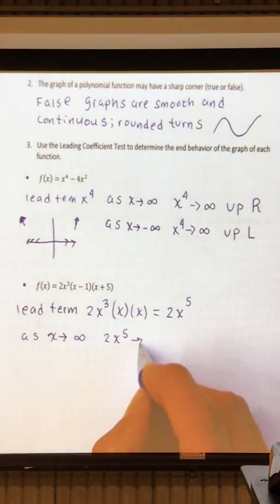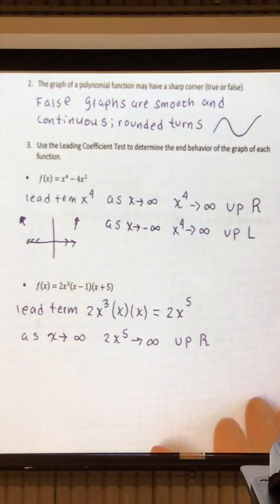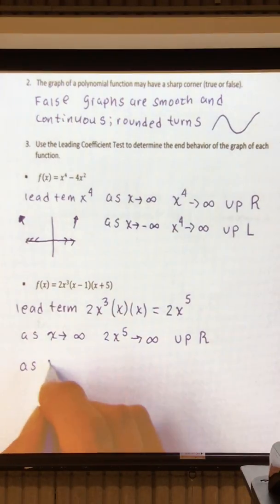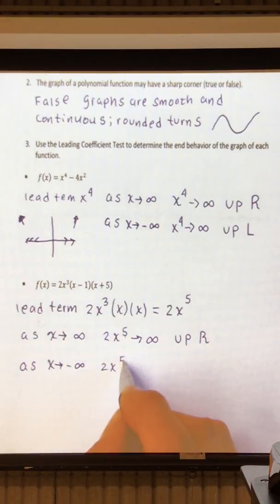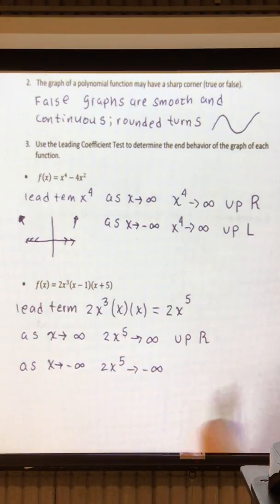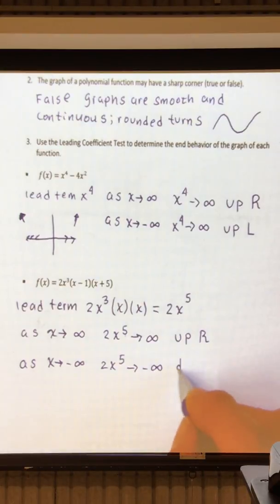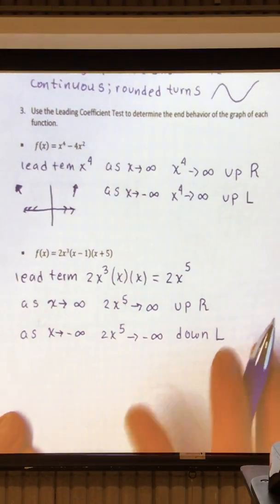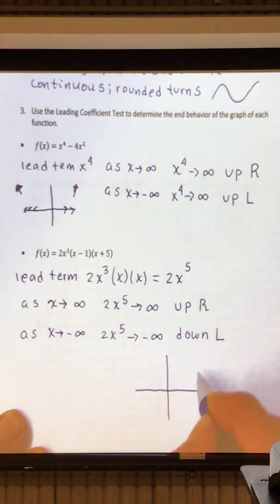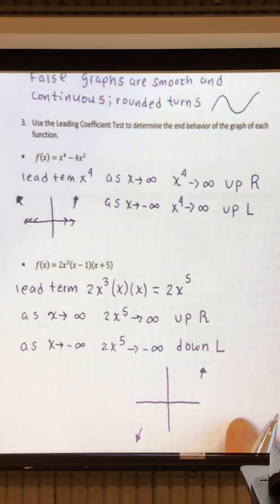2x to the 5th will also grow and can become very large, so the graph will be up to the right. However, as x gets very large in the negative direction, because we have an odd power on the value of x, 2x to the 5th will then be a negative number, and it will continue to decrease and become larger in the negative direction. So that'll be down on the left. So that means that the graph would have a view up on the right and down on the left, and that would be the end behavior there.